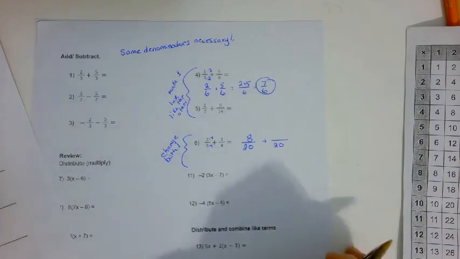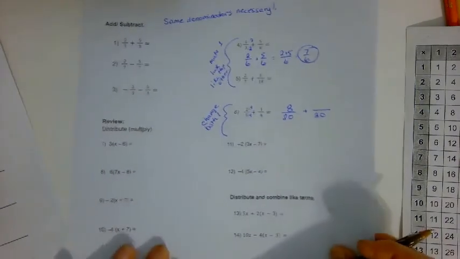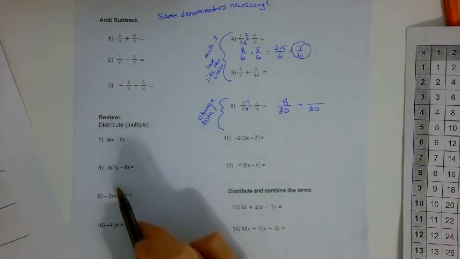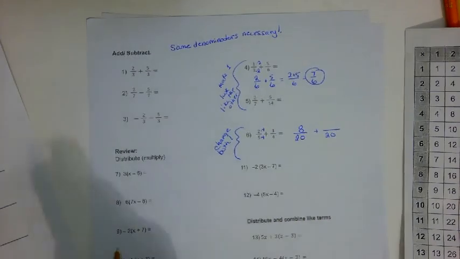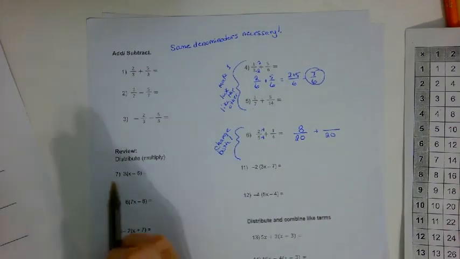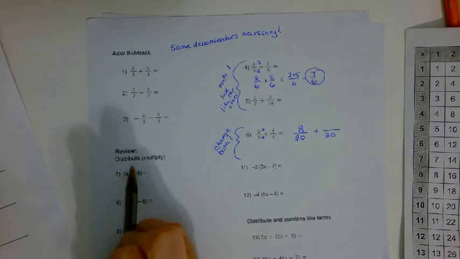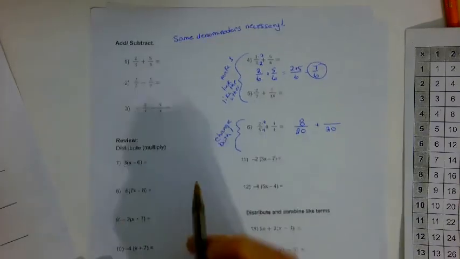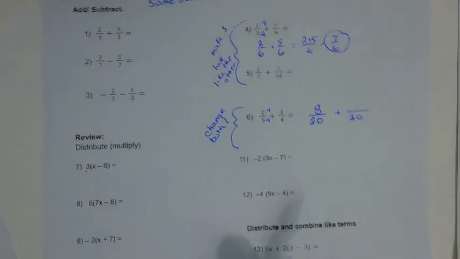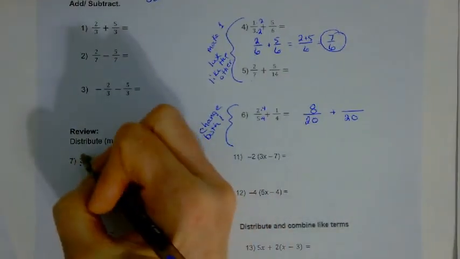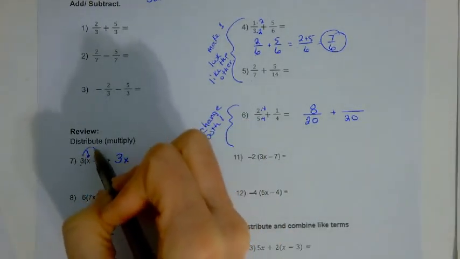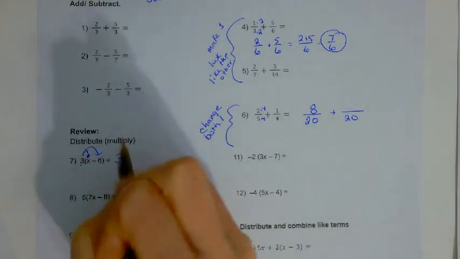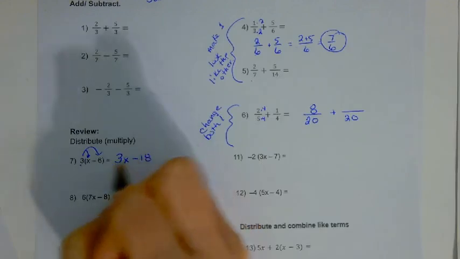Okay, so the rest of these here are review. We're distributing. I'll do a few of these. So when we distribute, we're multiplying. I'm taking the number on the outside and multiplying it times every term on the inside. So this is 3 times x minus 6. 3 times x is 3x. And then 3 times negative 6 is minus 18. Remember the shortcut? You multiply positive times a negative, you get a negative. And I'm done.